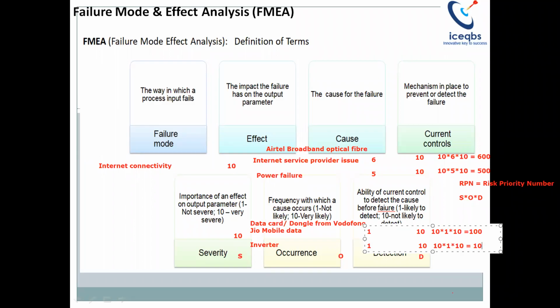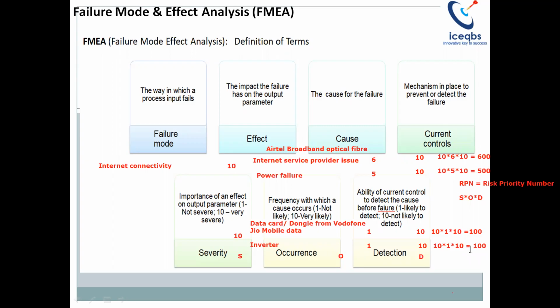So that means initially the RPN was very high, at 600 and 500. But after evaluating this particular risk and taking action, my risk has now substantially come down, right? So that means whatever action I have taken is very effective. Then, as I told you, this FMEA has to be done at regular intervals, right? So now I do this.